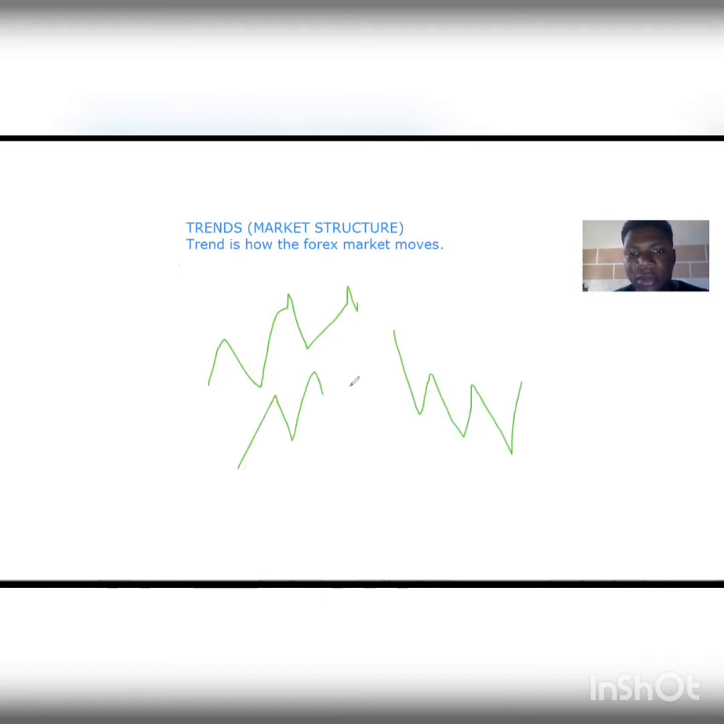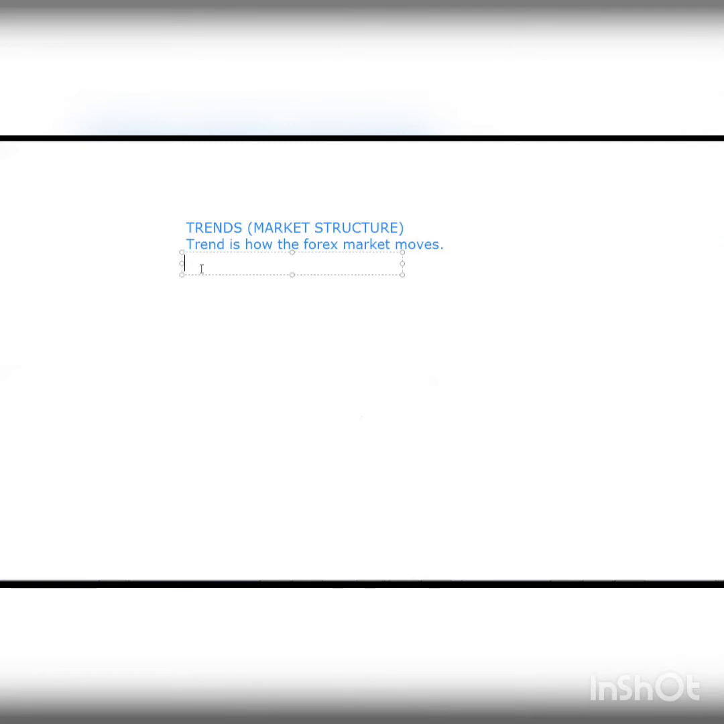Basically, this is market structure. It is based on the structure. How do the forex markets move? If the forex market moves like this, or like this, or like this, any of these ways, it is basically known as the trend. This is just the market structure, the movement of how the forex markets move. But the thing is, we have different types of trend, or let me use the word different types of market structure.